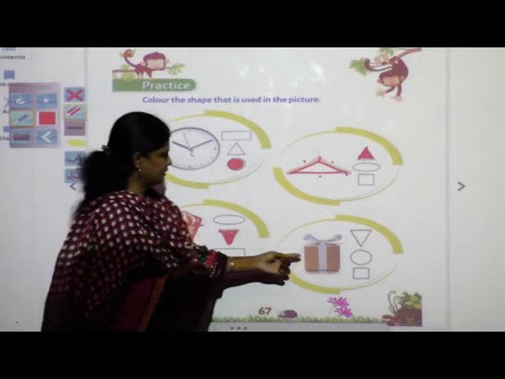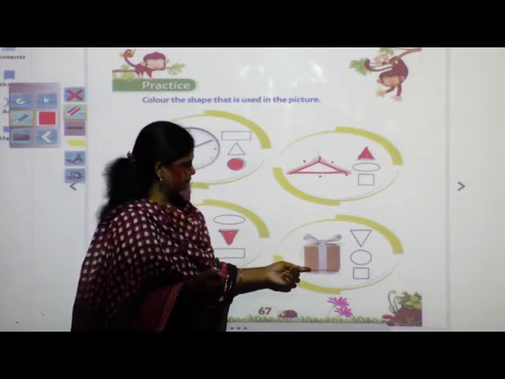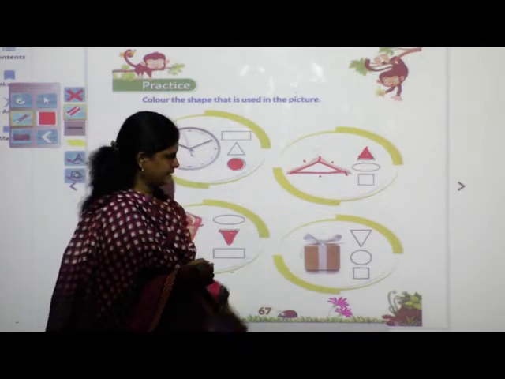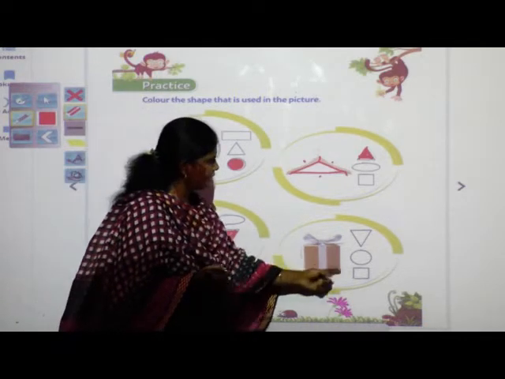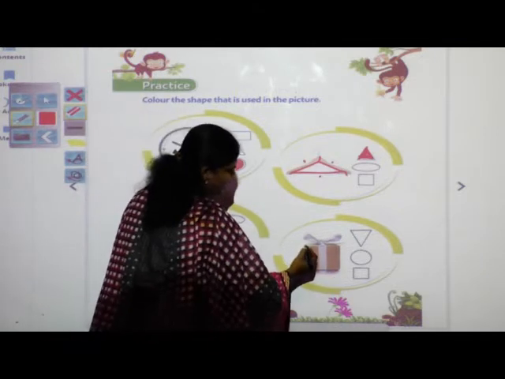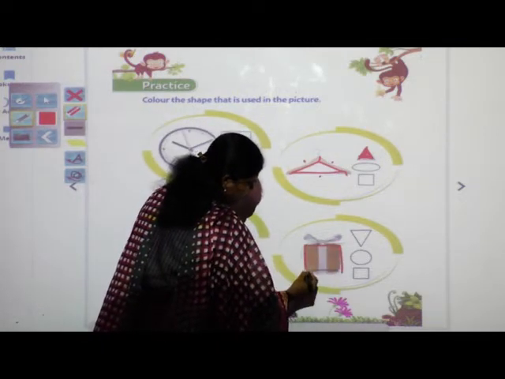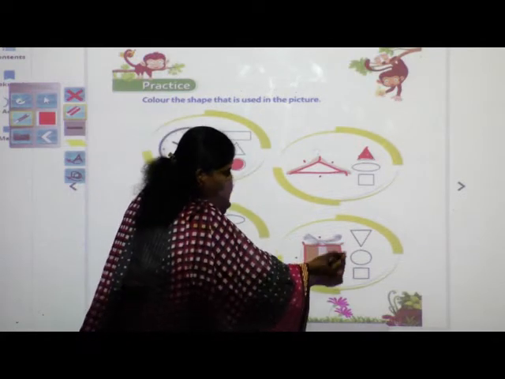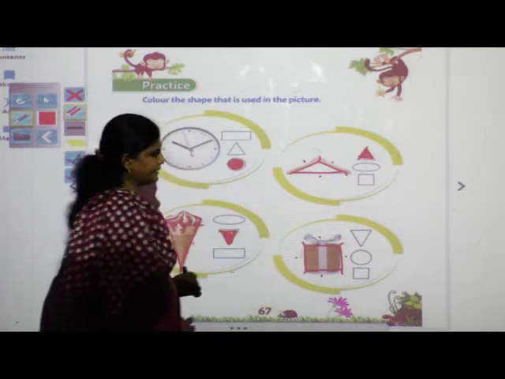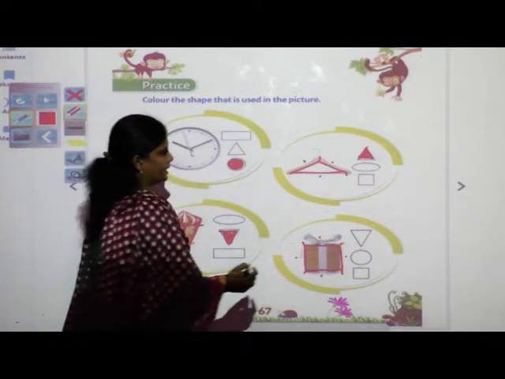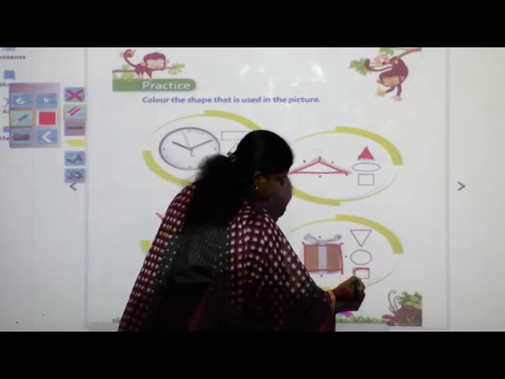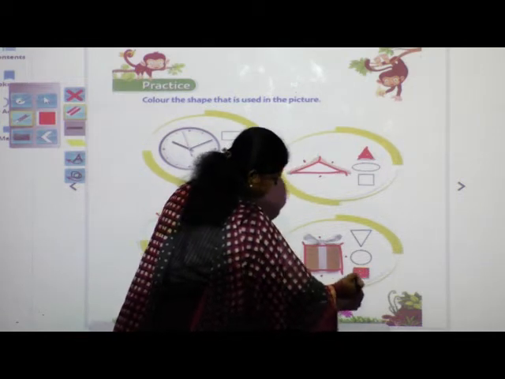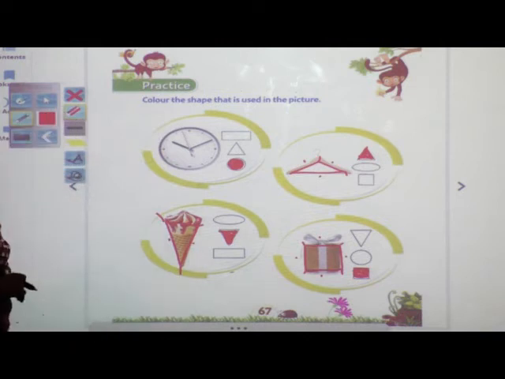Now the next, what can you see here? Yes, a box, but it is a gift box. Yes, what is the shape of this box? See, you can see here like this. See, four sides are equal. It has 4 corners also. So what is that? Yes, square. So you color the square. Got it? I will wait for a minute just to complete that.